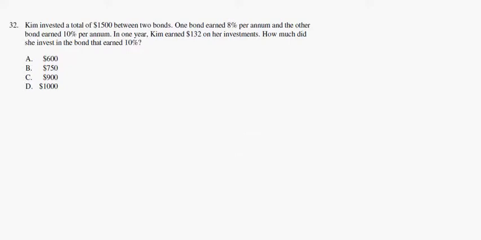Alright, question 32 for the Practice Provincial B. Kim invested a total of $1,500 between two bonds. One bond earned 8% per annum and the other bond earned 10% per annum. In 1 year, Kim earned $132 on her investments. And we want to know how much did she invest in the bond that earned 10%?